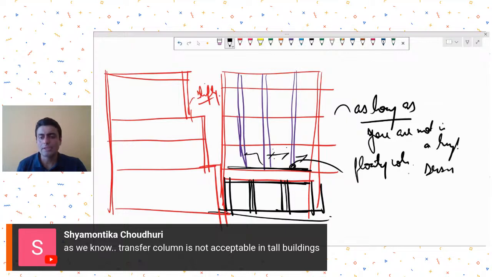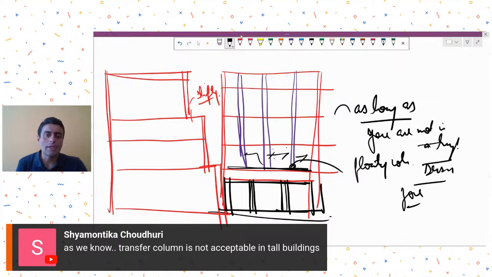So although these systems are not the preferred systems, if you are not in a high seismic zone, these are often provided. So if you see tall buildings in Manhattan, especially even in the 1960s, 70s, they used to provide floating columns, especially on the periphery tube systems.